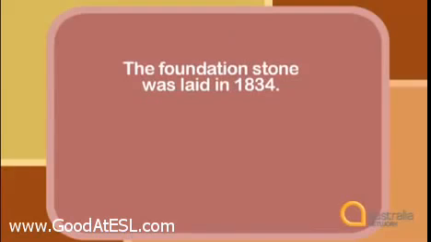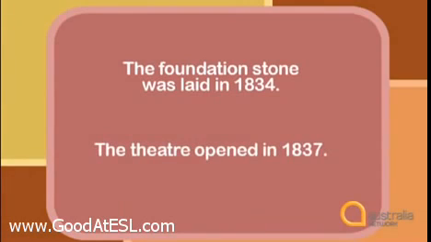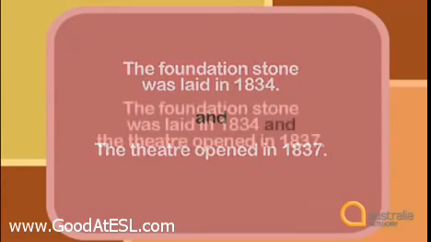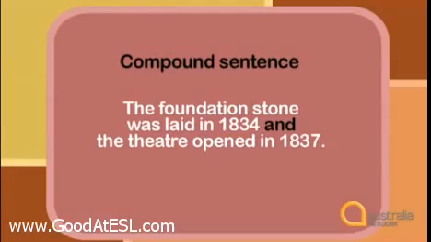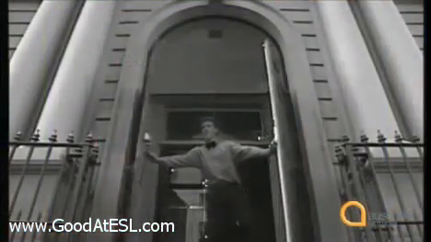Listen to this. The foundation stone was laid in 1834 and the theatre opened in 1837. You can join two simple sentences together with and. The two sentences are, the foundation stone was laid in 1834. The theatre opened in 1837. Joining them with and gives you a compound sentence. Listen again. The foundation stone was laid in 1834 and the theatre opened in 1837.